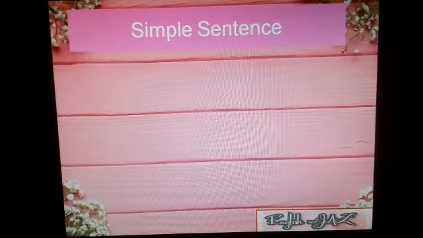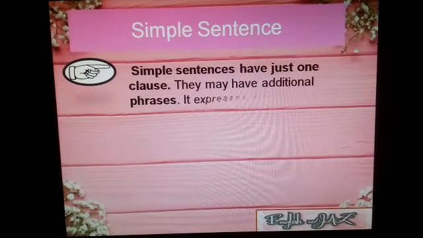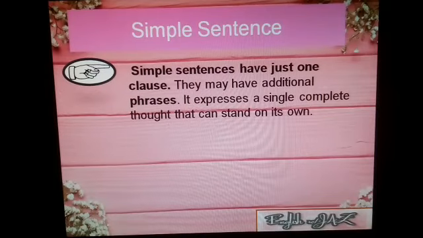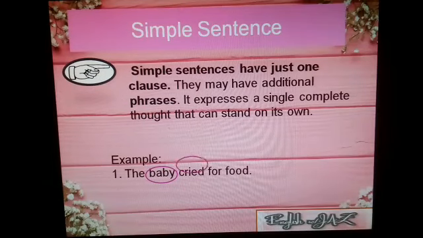So what are the types of sentence according to structure? The first type is what we call a simple sentence. A simple sentence is just one clause. They may have additional phrases, but it expresses a single complete thought that can stand on its own. For example, the baby cried for food. In this example, we have our subject, the baby, and our verb, cried. This example expresses only one idea, which makes it a simple sentence.